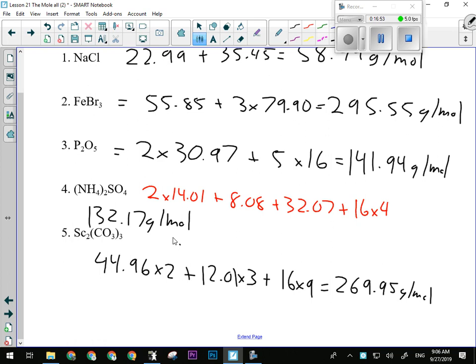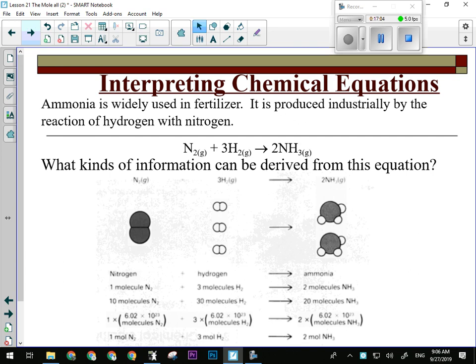Okay, everybody all right with how to calculate molar masses? So we need molar mass to calculate. Yeah, molar mass is part of the mole equation. Okay, that's what we use it for. So it makes sense now.